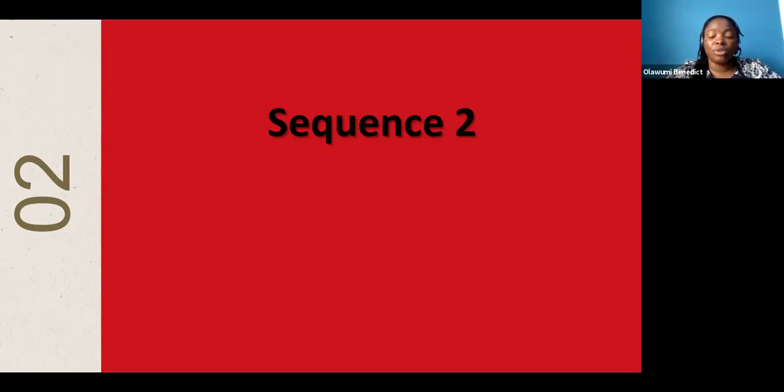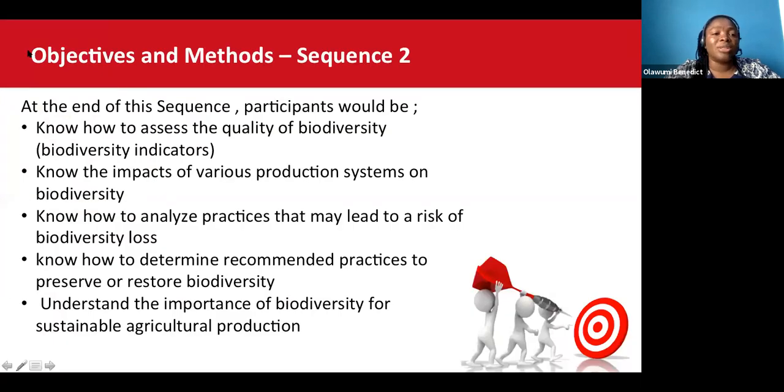We move on to sequence 2. In sequence 2, what do we want to look at today? We want to look at the end of the sequence, we want to know how to assess the quality of biodiversity. I want to talk about the biodiversity indicators. We want to know the impact of various production systems, the kind of production system that we are practicing, what is the impact on biodiversity.